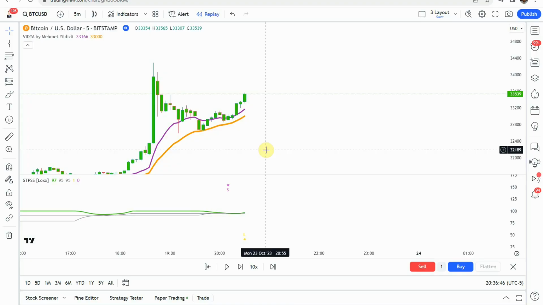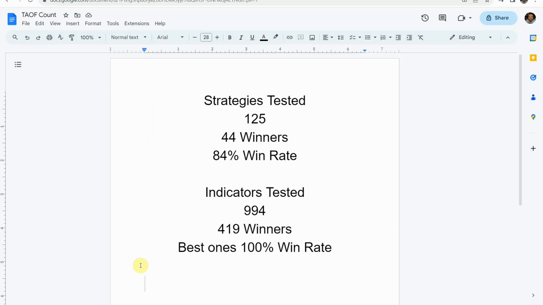Alright, as I said, today we will be testing a 5-minute crypto scalping strategy. Before we do though, I wanted to put the testing scoreboard up for everyone to see. So to date, we have tested a total of 125 different strategies, with 44 of them being winners. The best one so far was able to achieve an 84% win rate. That is the Academy Forex strategy with the Z-score probability indicator. We have also tested a total of 994 indicators, with 419 of them being winners. Now keep in mind that we test most of these indicators and strategies on the Forex and crypto market, but they can be applied to just about any market and time frame universally.